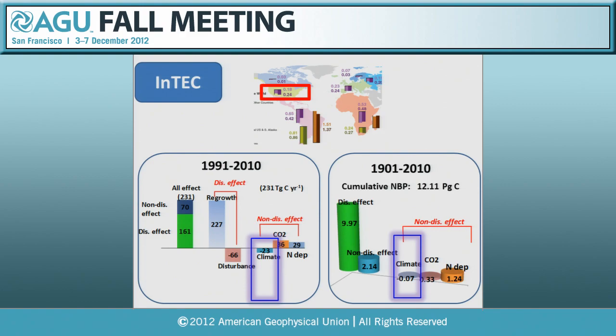And if we accumulate it for the last 110 years, the non-disturbance effect takes about 18% here, while the climate effect is almost zero. And these three effects do not add up to the total disturbance because there are also interactions. They interact with each other, and generally the interaction is positive.